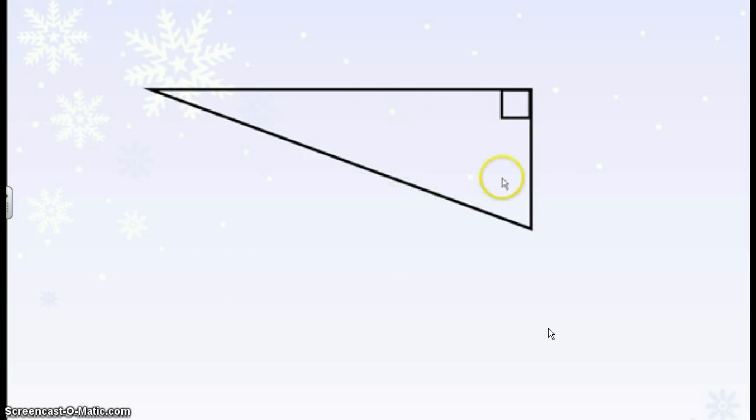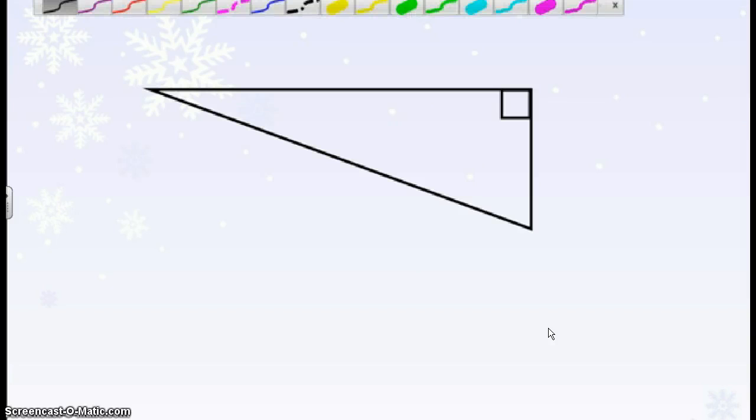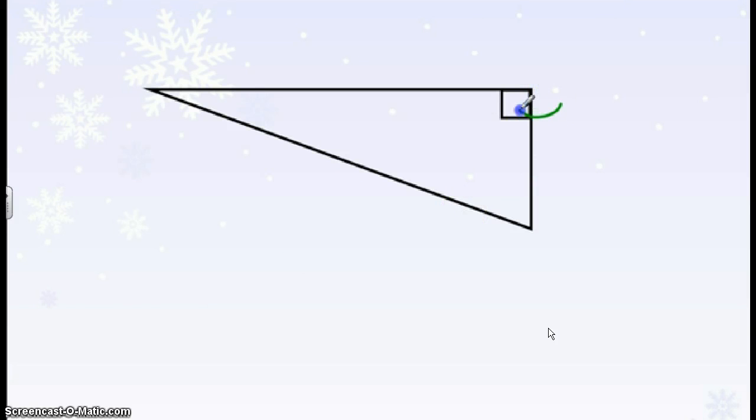So let's take a look at a triangle. Three sides: 1, 2, 3, a triangle. We want to take a look at what kind of triangle this is. I think it's a right triangle. That square right there tells us the measure of that angle is 90 degrees.